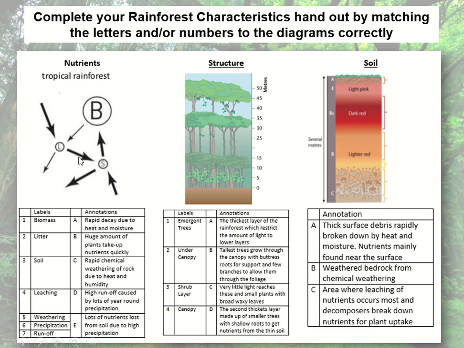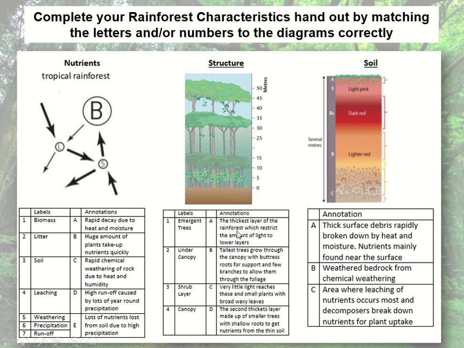Letter A is on this arrow here. Letter B is on this arrow here. Letter C is right next to number 5 here. Letter D is right next to this one here, which is number 7. And letter E is this one here. Okay. Right. Number 1, the top trees there, the emergence. 2 is this third layer down here. 3 is the bottom layer, and 4 is the canopy layer.